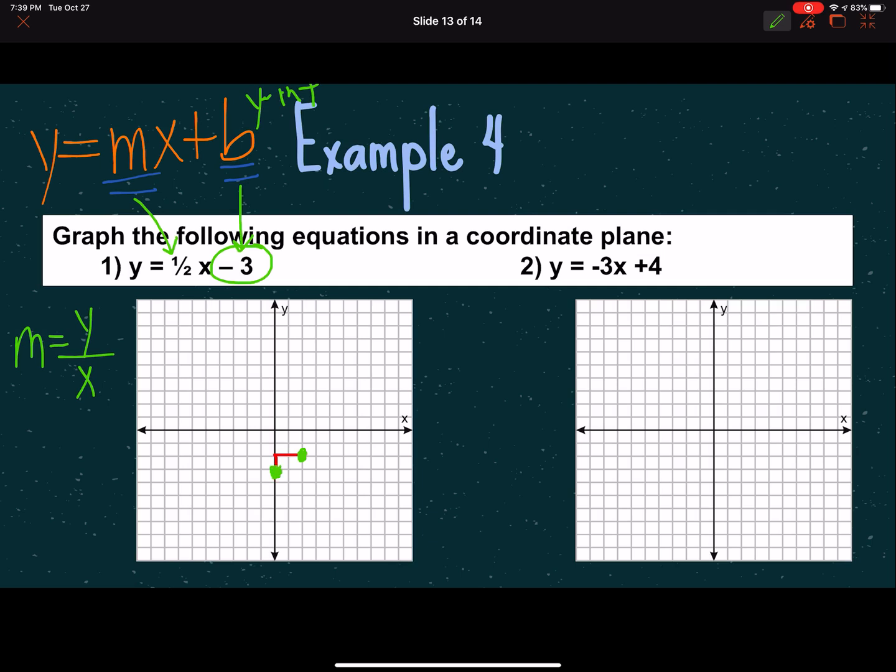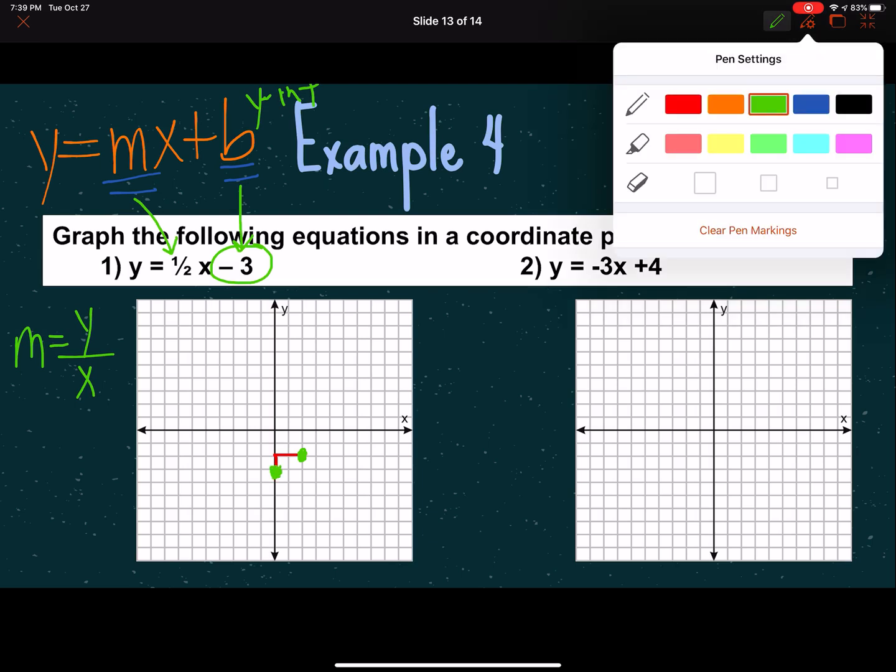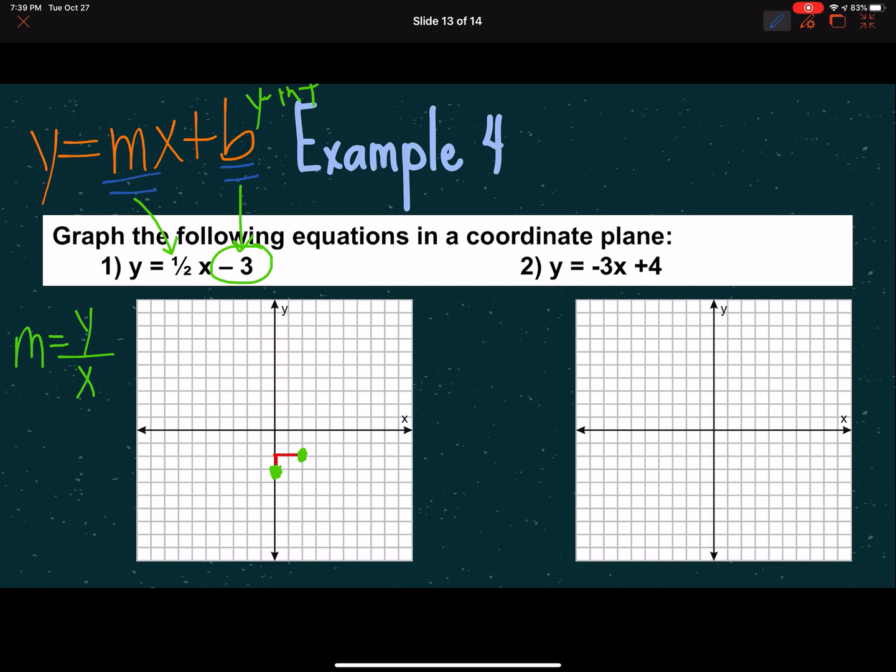So now that I have these 2 points, I can graph my equation, and I could continue to make more points if I needed to, up 1 over 2, up 1 over 2. The more points I have, the more accurate my line would be. So this equation right here is y equals 1/2 x subtract 3.